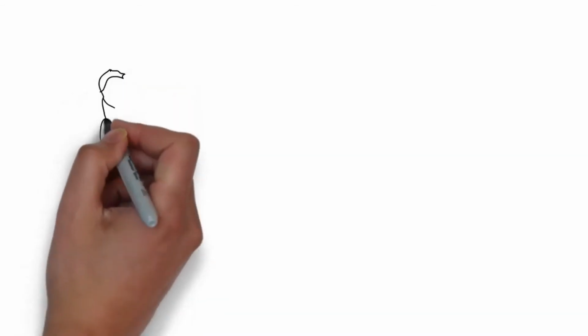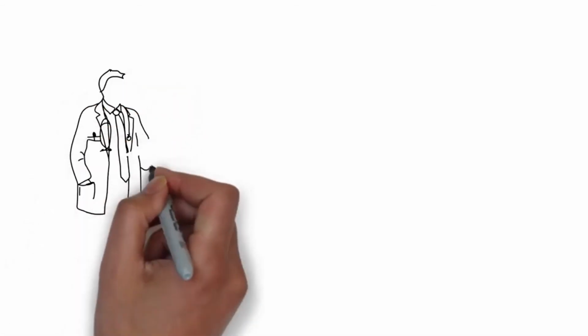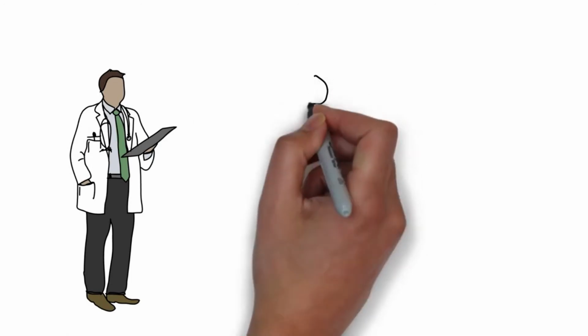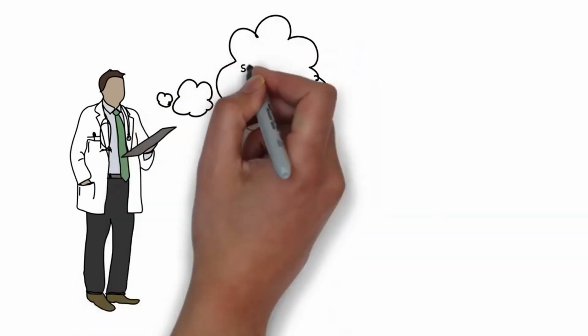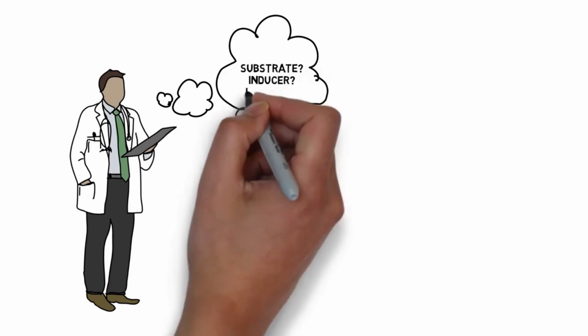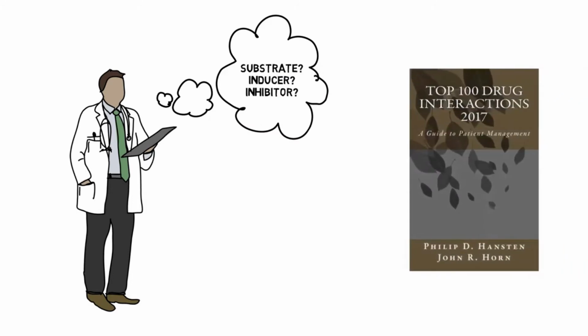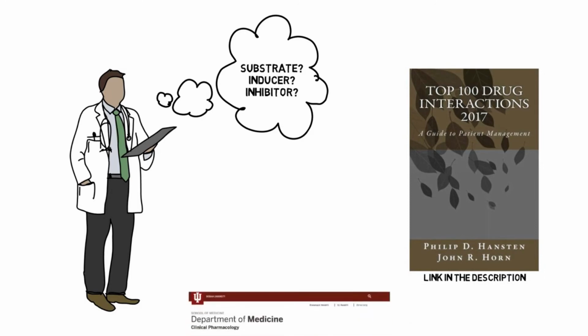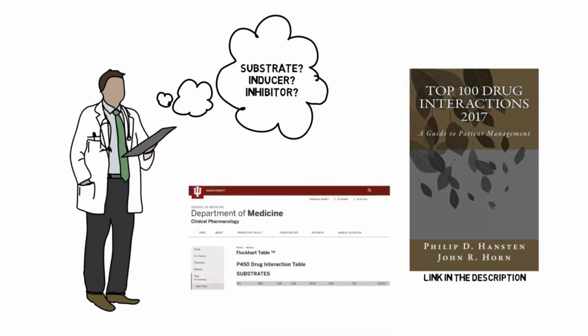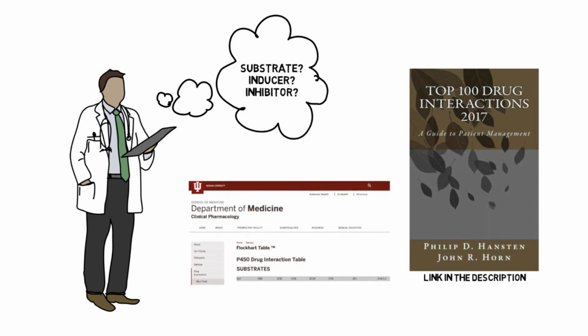In my opinion, whenever you start medication, you need to know if your drug is a substrate, inducer, or inhibitor of a certain CYP enzyme, and review your patient's list of medication for this possible interaction. A good source with a list of medication and its corresponding CYP enzymes is the book called The Top 100 Drug Interactions, link in the description. Unfortunately for me, it isn't available in my country, so the online resource that I use is the Flockhart table by the Indiana University. I'll provide a link in the description for that as well.